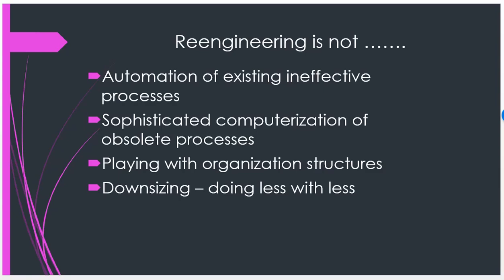That's re-engineering. Re-engineering is also not the sophisticated computerization of obsolete processes. No matter how much sophisticated technology you throw at an obsolete process, if a process is bad or it's wrong, it will always be wrong, even with the best technologies. Then reengineering is also not just simply playing with organizational structure. So you may end up having fewer managers or more managers, but if you're still having the same type of approvals in that organizational structure, then you have not changed any of your processes.